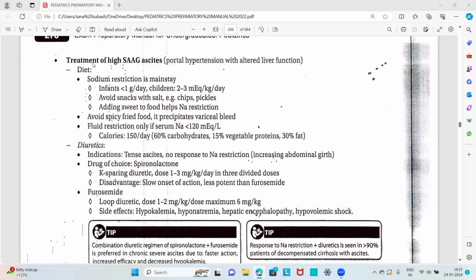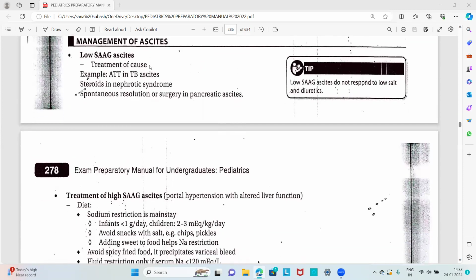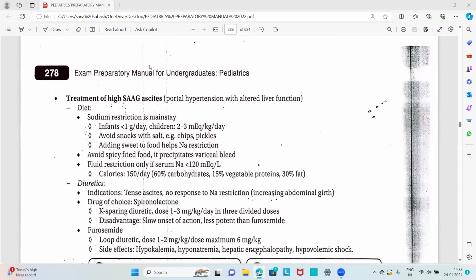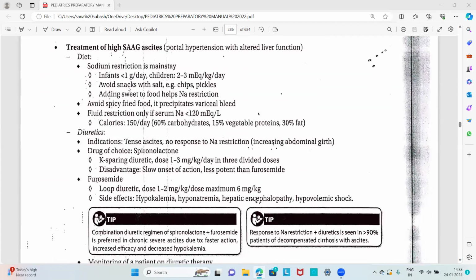And in the treatment of ascites, we divide the treatment into low SAAG ascites and high SAAG ascites. For low SAAG ascites, we treat the cause. But in the case of high SAAG ascites, that is portal hypertension with altered liver function, we have to advise diet. Sodium restriction is the mainstay of treatment.